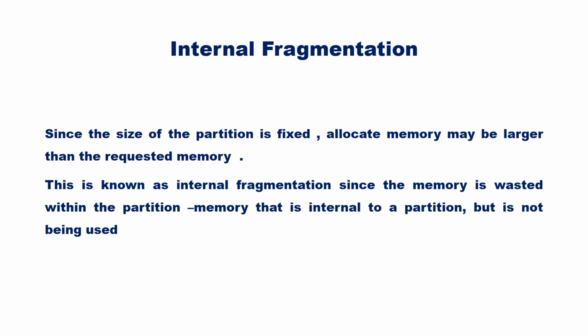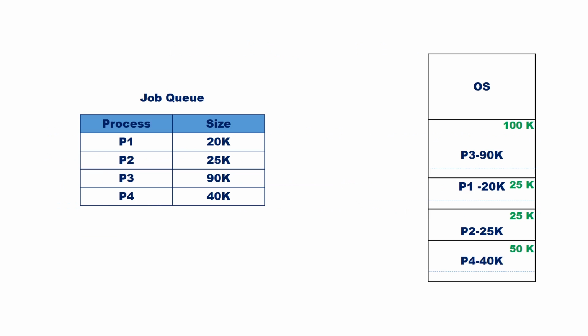This is known as internal fragmentation since the memory is wasted within the partition. Memory that is internal to a partition but is not being used. In our example, process P1 requires only 20K, but 25K is allocated to P1, hence 5K is unused in the partition. This is known as internal fragmentation.